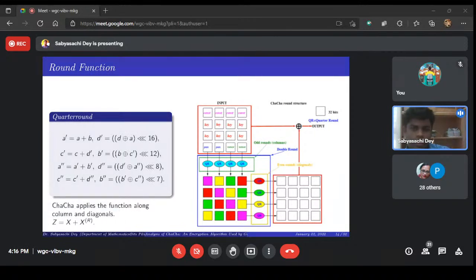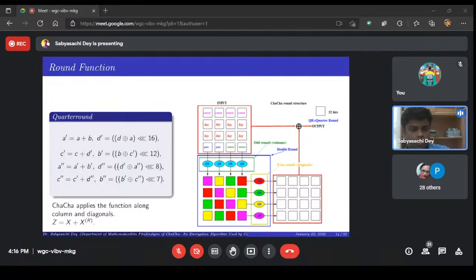So after every round, we get a new matrix. And in this way, we keep on going up to 20 rounds. At the end, we take the final matrix and the initially saved matrix, and we add them by usual matrix addition and get the Z. This Z is the output key stream bit. This Z is the thing that we store with the message and get the ciphertext.